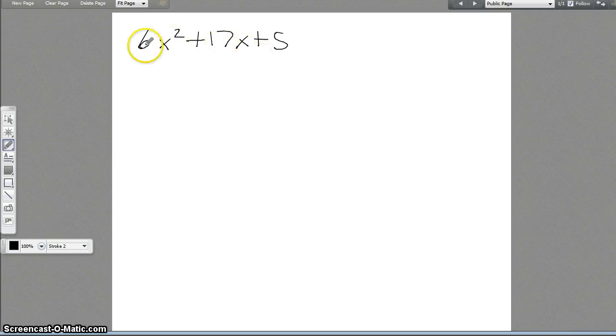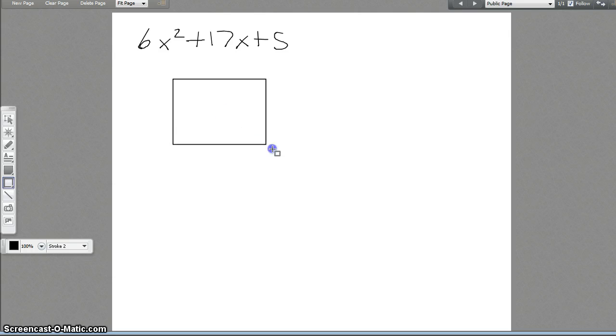First thing you have to do, if there's a coefficient in front of the x squared, is to make sure that your equation is already in lowest terms, that you don't have any common factors between all of the terms of the equation. This has no common terms. 6, 17, and 5 have no common factor, so we're already ready to start using our method.